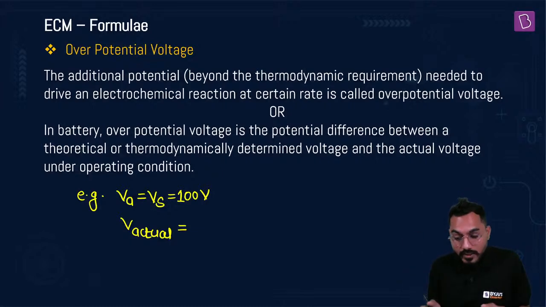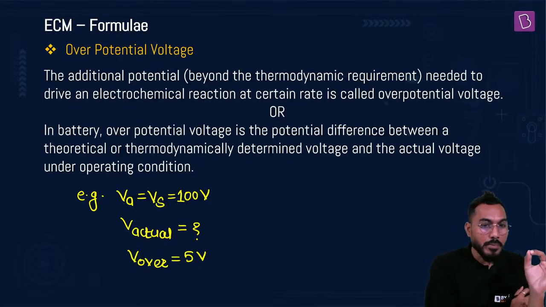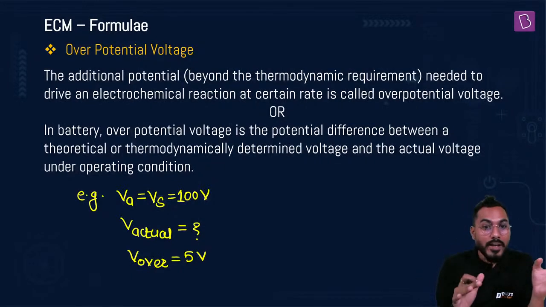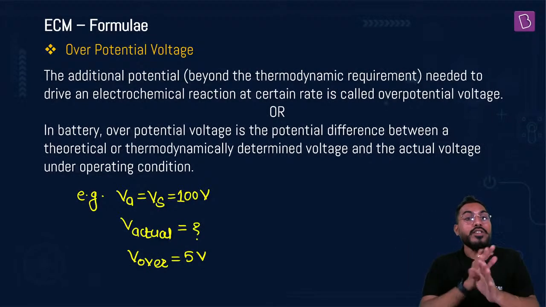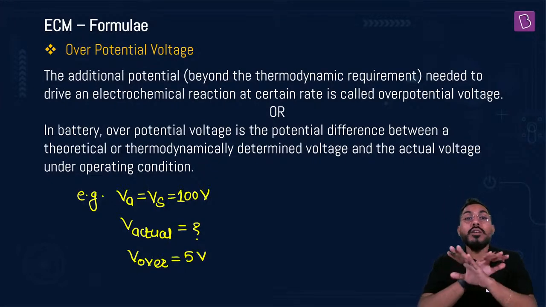And whichever voltage is actually utilized in the system is called the actual voltage. If the over potential voltage is given as exactly 5 volt, what does that mean? It means that if the applied voltage is 100 volt, out of that, the over potential of 5 volt is beyond my thermodynamic requirement. It is the additional potential which is not required to drive the electrochemical reaction, right? And therefore it is never used in the system.